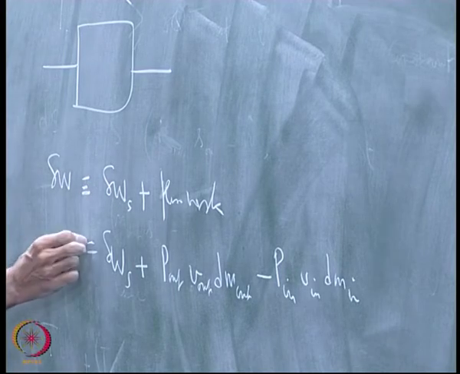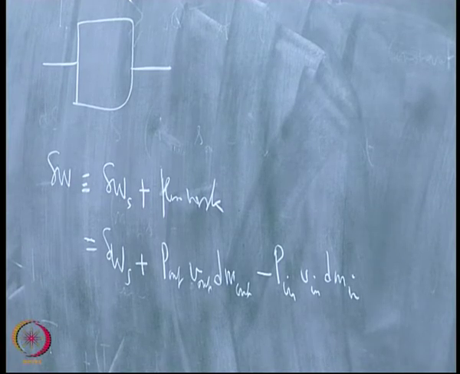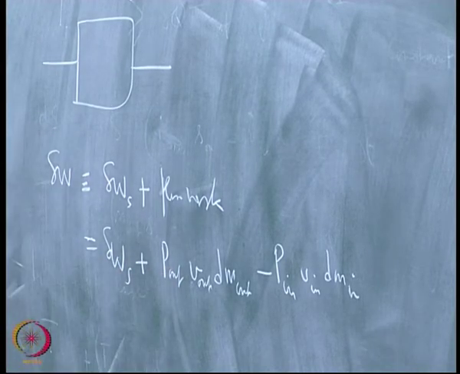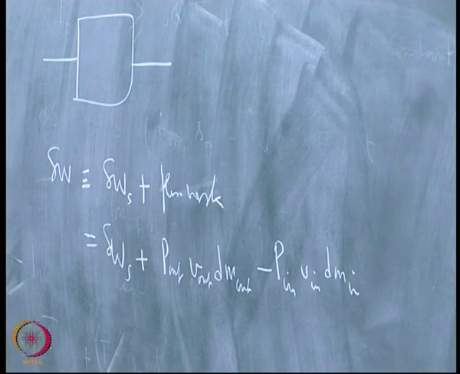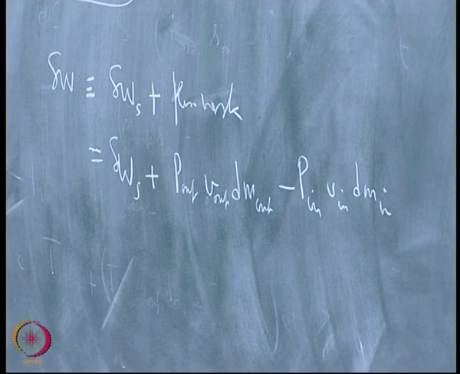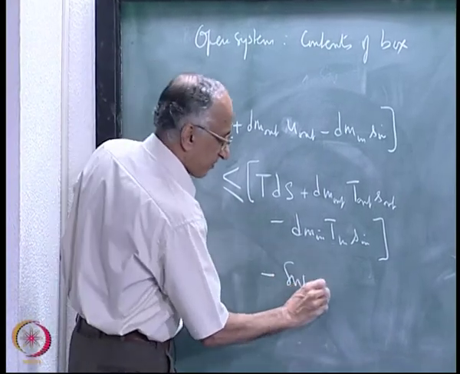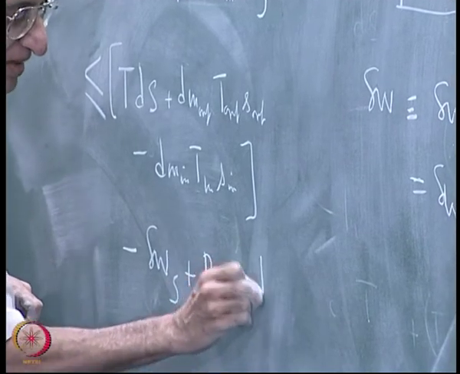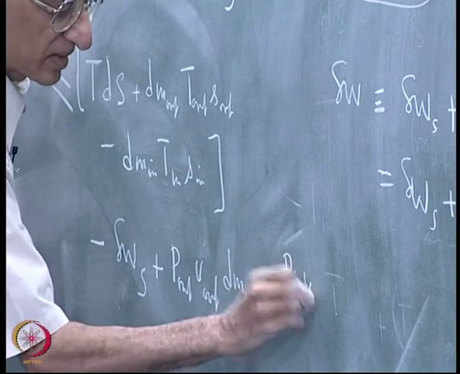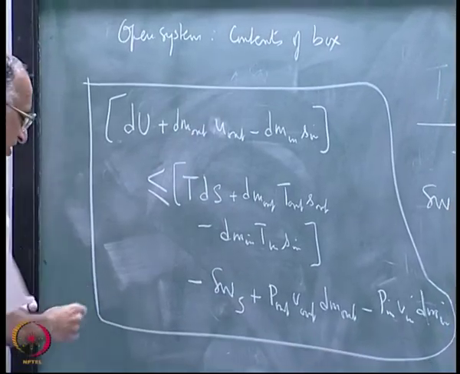This is a definition. So delta WS is not a conceptually new quantity, it is simply a useful quantity that is defined by subtracting from the total work done by the system the net work done due to flow. Very often these two are equal, so in most chemical engineering systems it does not make a difference, shaft work and total work will be the same, but occasionally those two terms can be very important. So what we do is instead of this delta W, I write delta WS plus P out V out dm out minus P in V in dm in. So this is your law for open systems, it can be written a little more elegantly, we will do that in a minute.